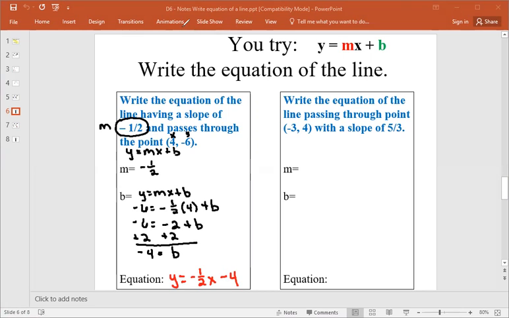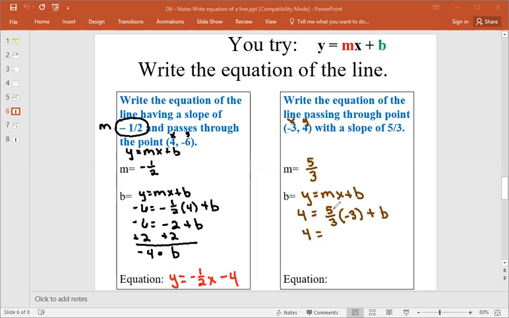Okay, so let's try it again. Write the equation of the line passing through the point (-3, 4) with a slope of 5/3. Okay, so once again, we need to have our slope, which is right here, which is 5/3. We need now to solve for b. So we're going to write our formula down again. Okay, remember -3 is x, 4 is y. So 4 is equal to our slope, which was 5/3, times our x value, which is -3, plus b.